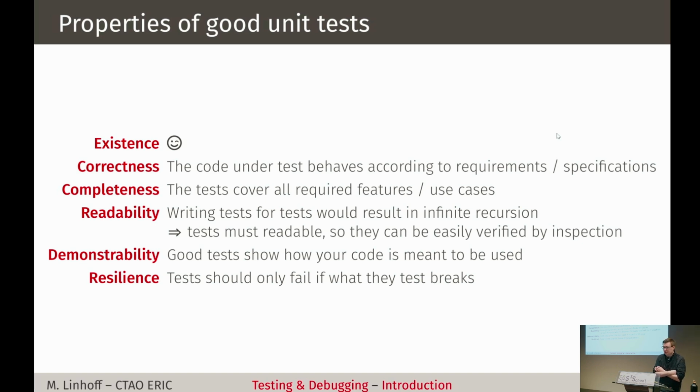And one of the most important criteria is the readability. You need to make sure that the test is testing what it is supposed to test by inspection, by code review. Because otherwise we end up in the situation of yesterday. We get a recursion error, right? Because we cannot write tests for our tests to make sure the tests are correct. You need to have them readable, easily understandable.